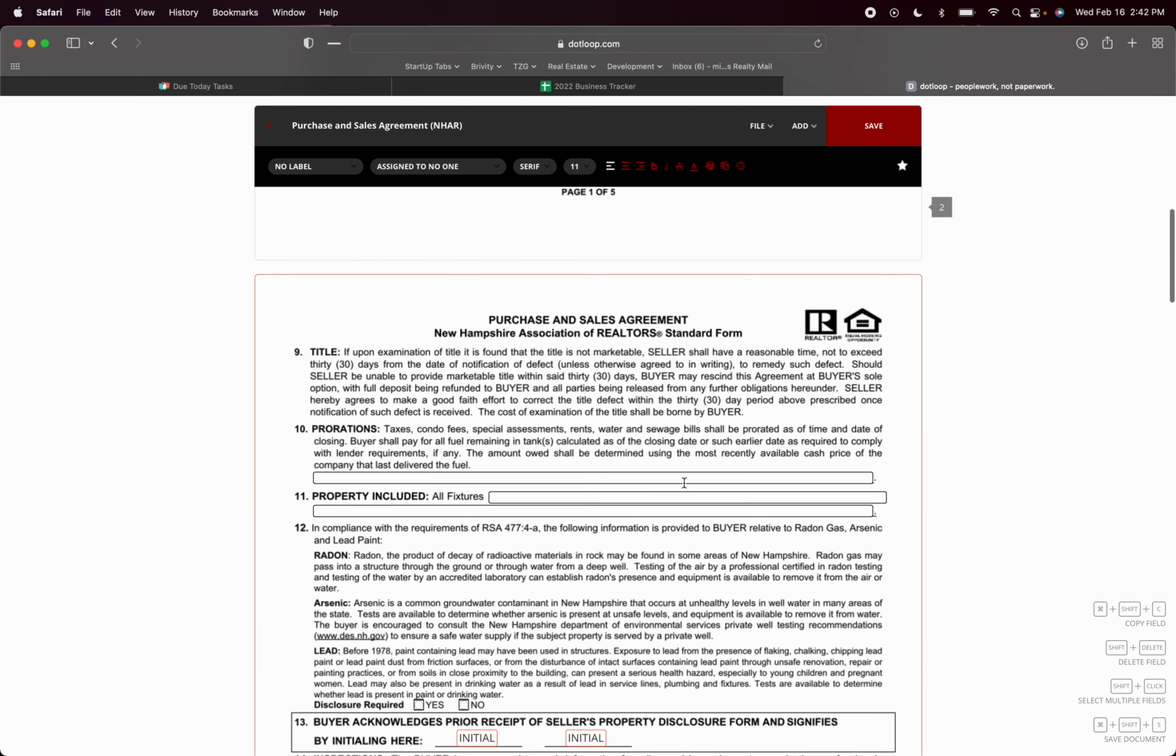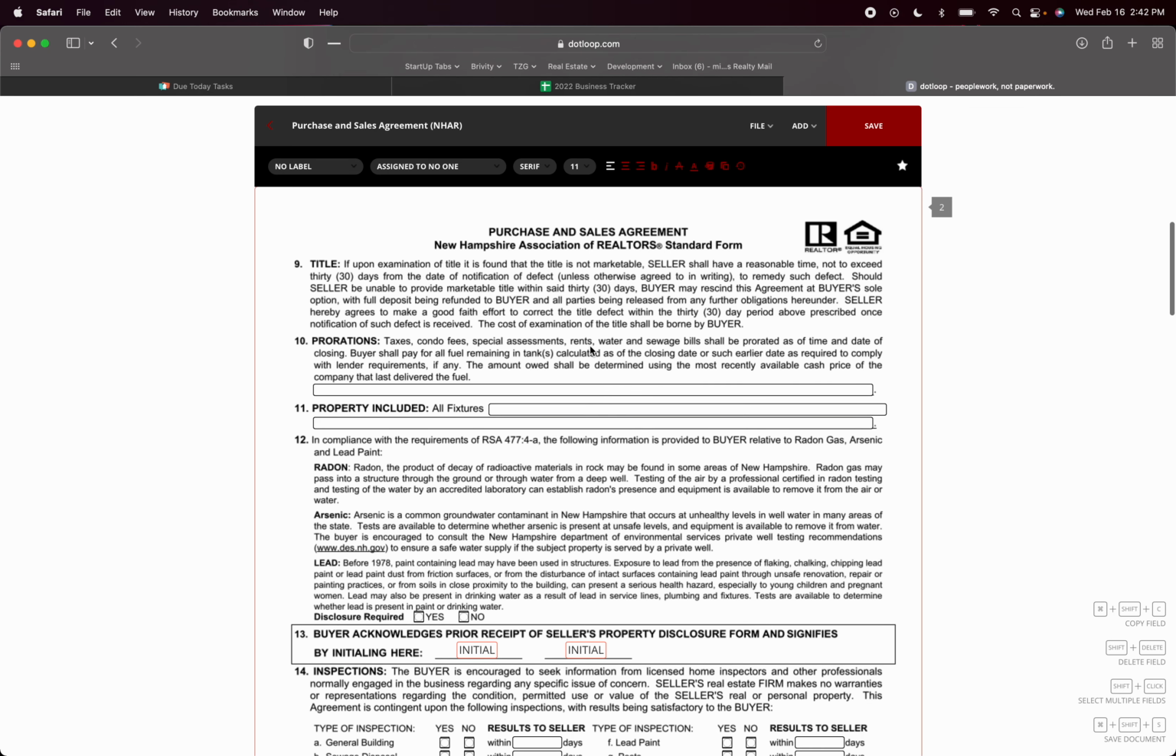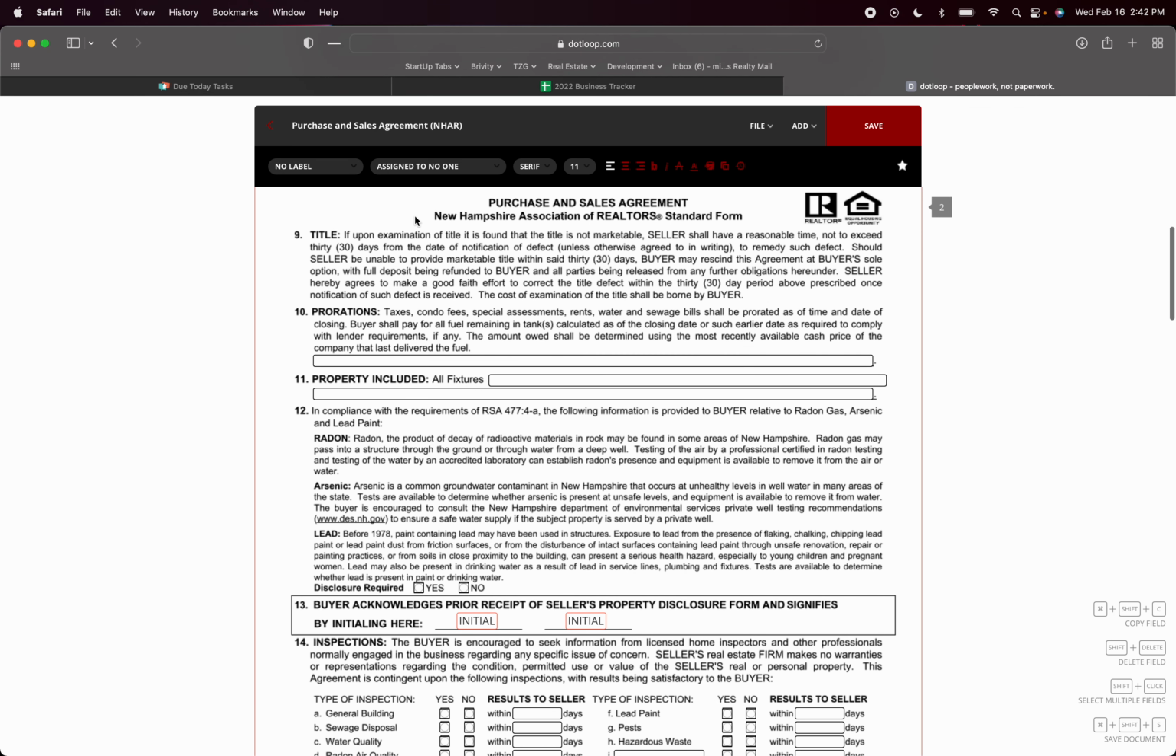We're going to scroll on to the second page. So on the second page of the purchase and sale, this very first paragraph, there is absolutely nothing for you to fill out.